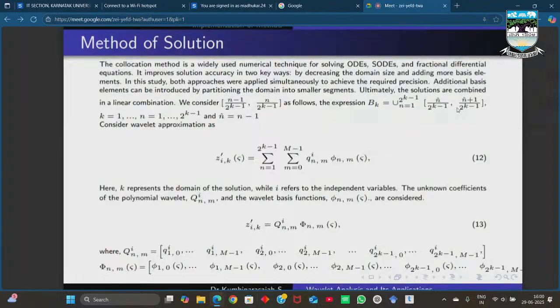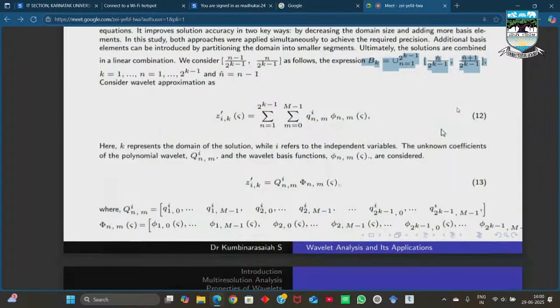Therefore, I used the Riemann integration concept. That means I partition the interval. This is the whole interval, and I partition it into subintervals b_k, whose union is this entire large interval. So equation number 12 represents my approximation. This represents the rate of change. Here I have considered the four variables.